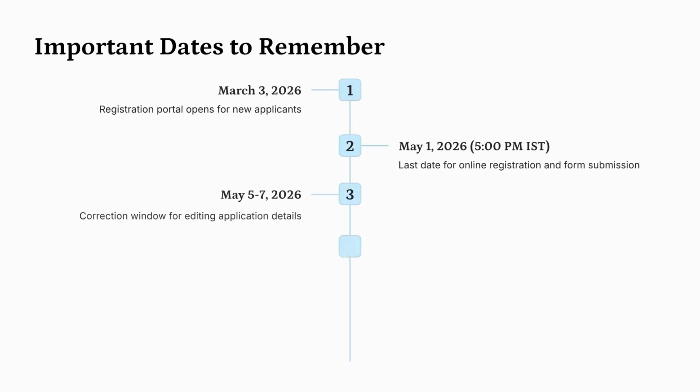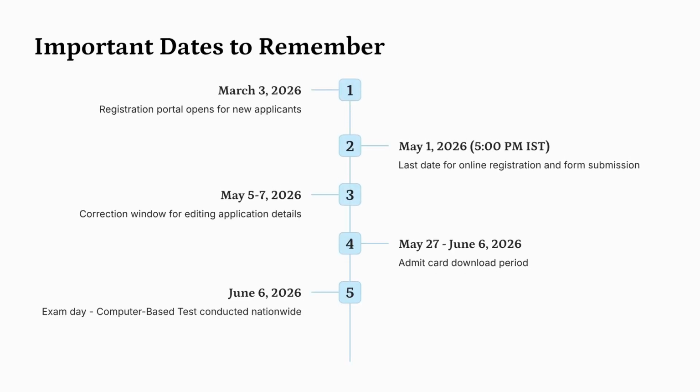Here are the key dates for NIMCET 2026. Registration begins on March 3, 2026. The last date to apply is May 1, 2026 till 5 pm IST. The correction window will be open from May 5 to May 7, 2026. Admit cards can be downloaded between May 27 and June 6, 2026. The exam will be conducted on June 6. Mark these dates carefully to avoid missing any deadlines.